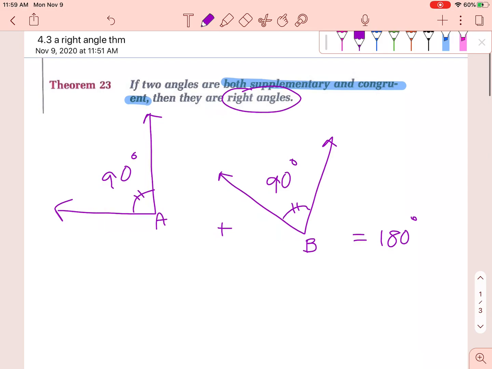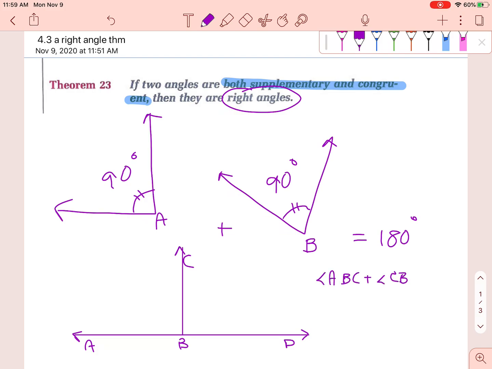Okay, so if you run across two angles, and most of the time these two angles are going to be adjacent or next to each other, so for example, angle ABC and angle CBD. They're obviously supplementary. Angle ABC plus angle CBD are supplementary. Those are our windshield wiper angles. If you find out that they are also congruent to each other, then they have to be right angles. Okay, that's what the theorem says.